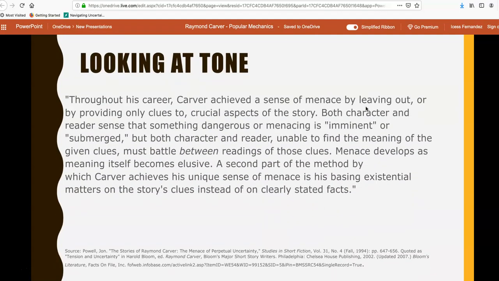When we look at Little Things / Popular Mechanics, we have that tone. We know from the very first line that something is happening and something's about to happen. We see this by looking at the tone, looking at the diction, and reading between the lines. He's giving us clues all the while that something pretty bad is about to happen, and the tension builds and builds and builds until something does happen.